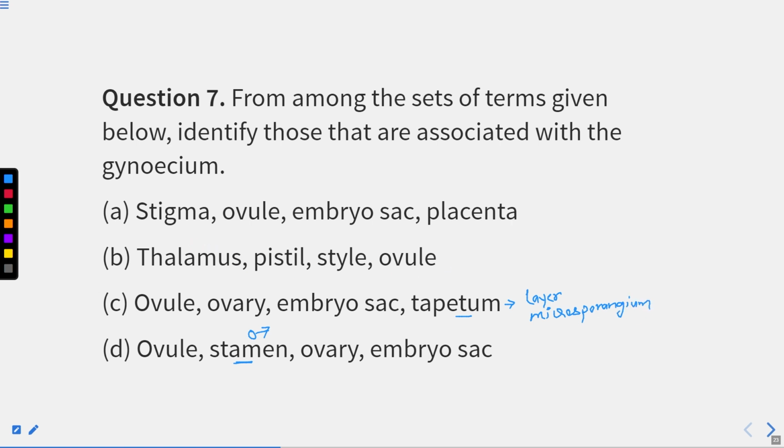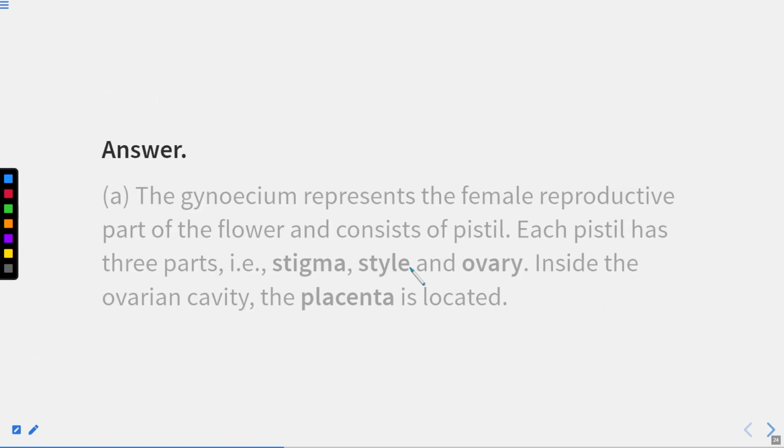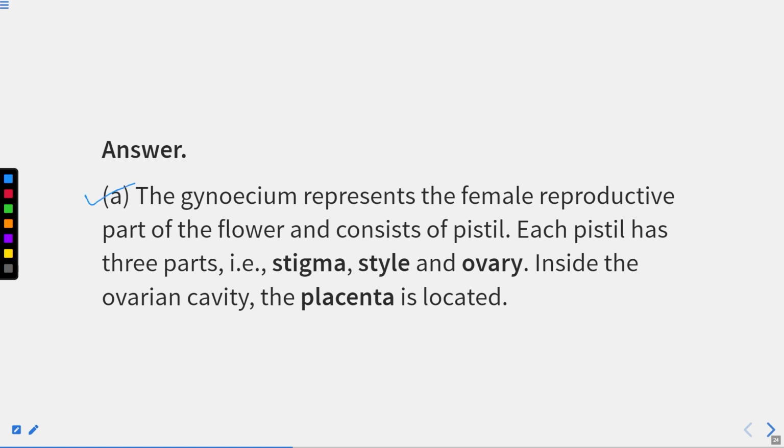Thalamus is the swollen part of the flower. This is known as the thalamus. Pistil, you already know what a pistil is. Style is part of the pistil: ovary, style and stigma. Then ovule. The ovule is present within the ovary. So what are the terms related to the gynoecium? The correct answer is option A.